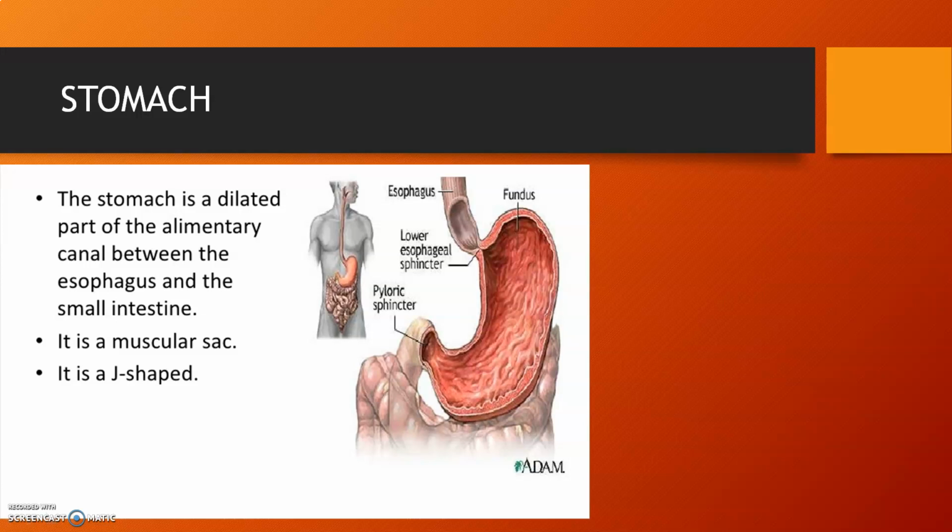It churns the food and mixes it with digestive juices. Now in the further videos, we'll talk about which type of digestive juices. It mixes the bolus, the food that you eat, with the digestive juices, and its function is to pass it to the small intestine. Okay. The upper end of the stomach opens with the esophagus, and the lower end ends up in the small intestine. Okay.